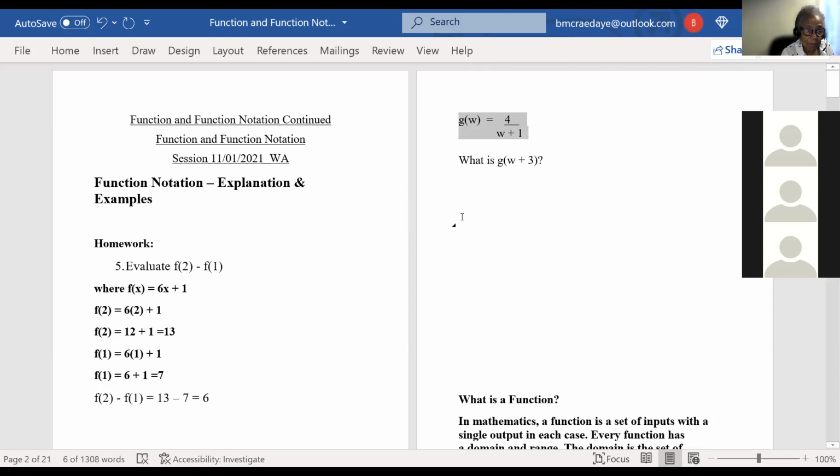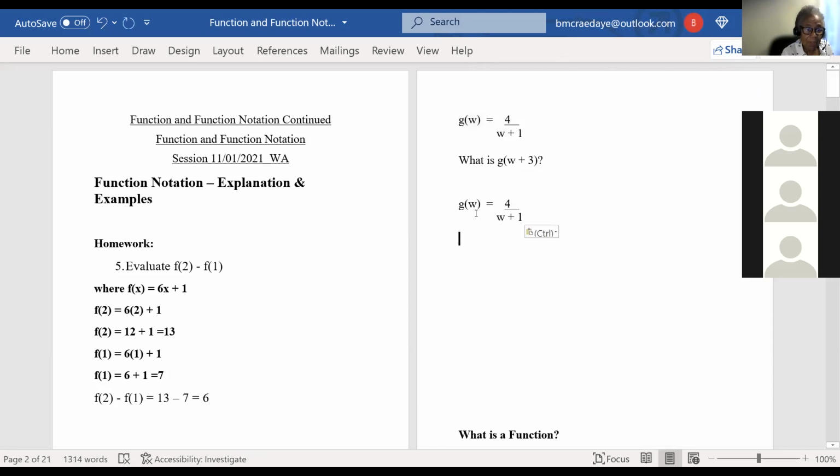No, G of W plus 3. See, you're looking for G of W plus 3. So wherever you have a W, you want to put W plus 3. Right? I see. All right. So that means this W becomes what? W plus 3. So 4 over W plus 3, plus 1. Okay. So what's the answer, Vanessa?